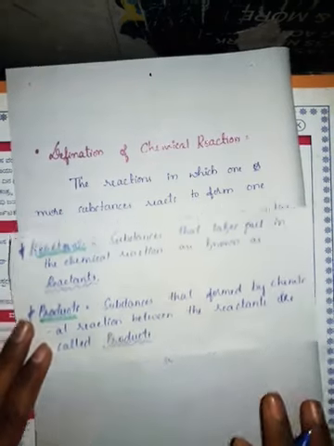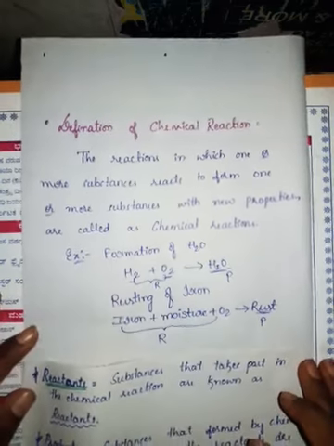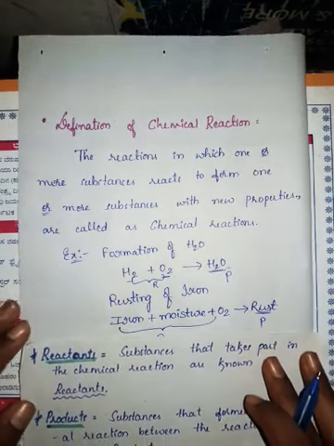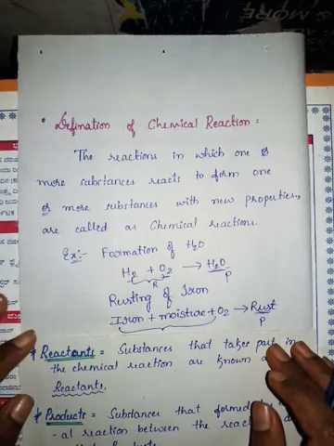Okay, children, in this video we learnt about the definition of chemical reaction and what are products and what are reactants. In the next video we will learn about the characteristics of chemical reactions.